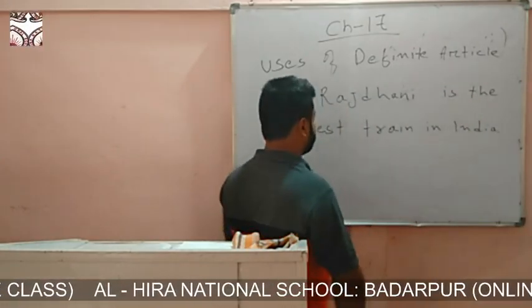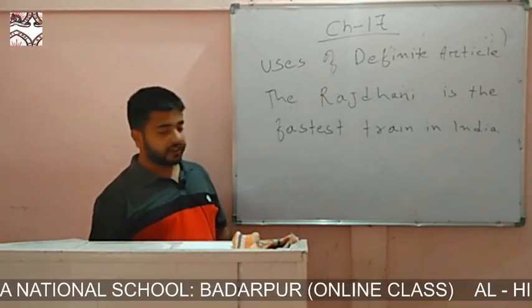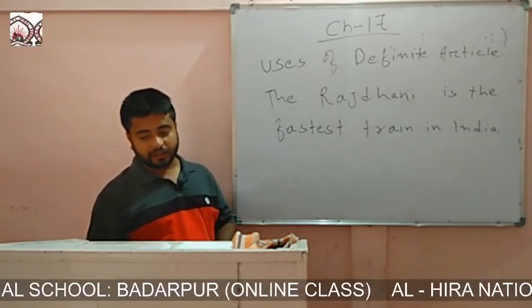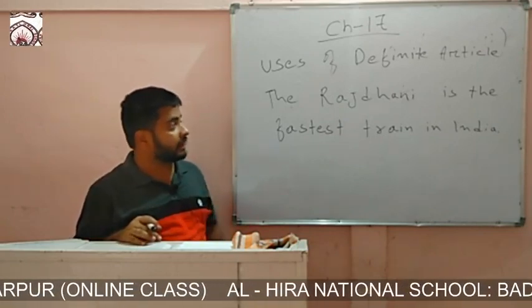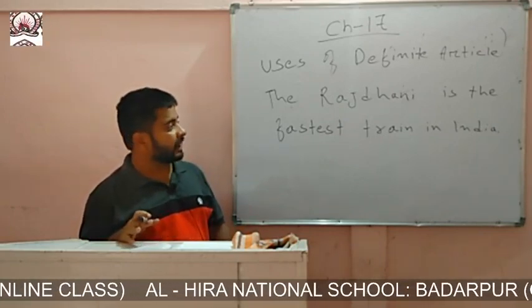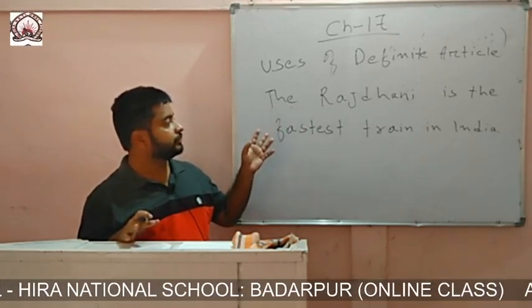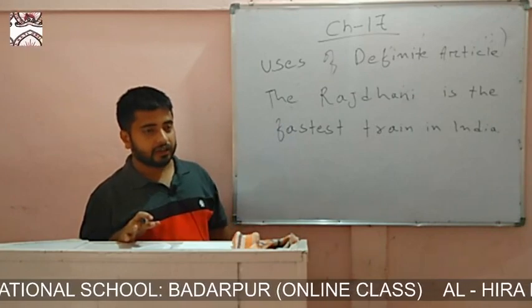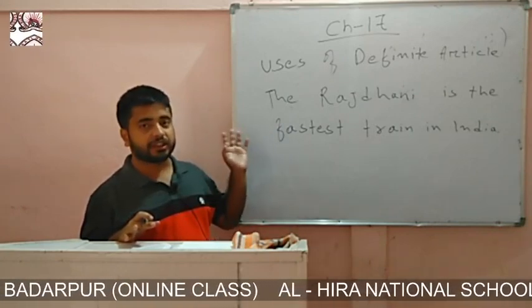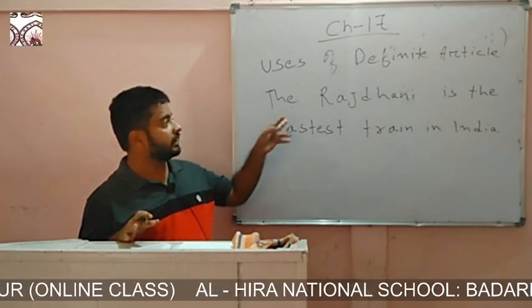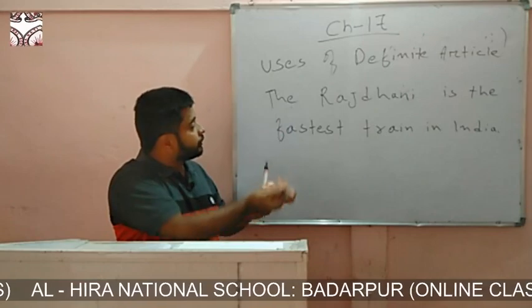So we cannot write Rajdhani is the, we will write what? The Rajdhani is the fastest train in India. Then, for example, you can also write the Rajdhani Express. You can write the Rajdhani Express is the fastest train in India. With the name of a train, ship, aeroplane, we will use what? The. I have written an example to make it clear to you.